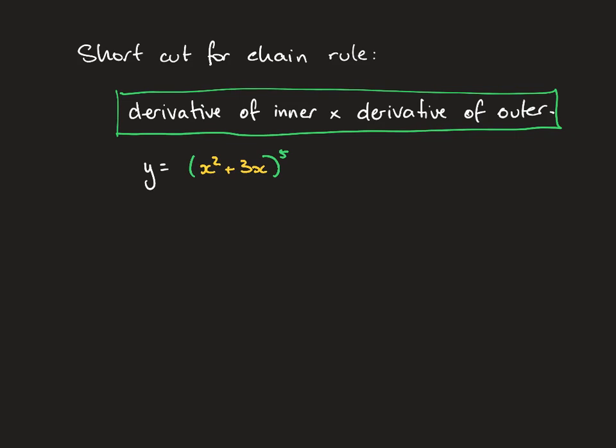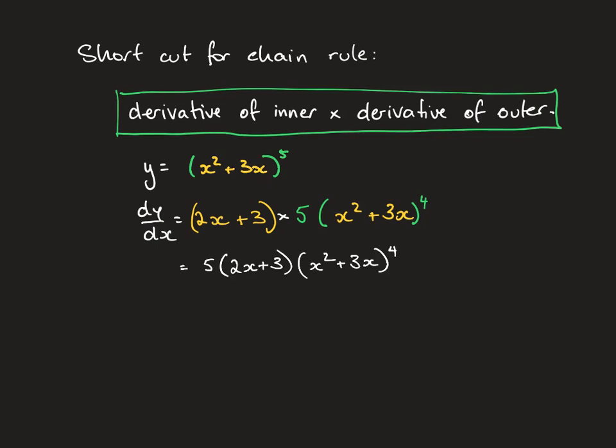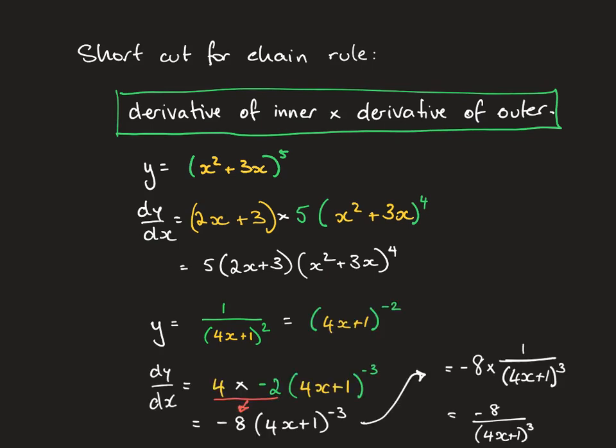So to use the shortcut, we write dy/dx is equal to, and then we write the derivative of the inner function, and then multiply it by the derivative of the outer function, but instead of having a u, we leave the u written as the inner function. And then we just tidy it up. Press pause and have a go at this next example, and then I'll put the solution up for you. How did you go?